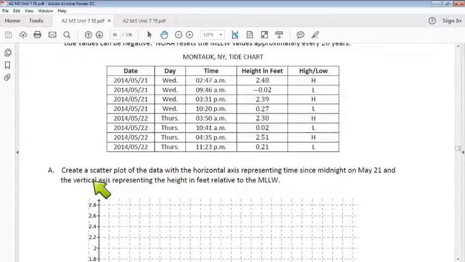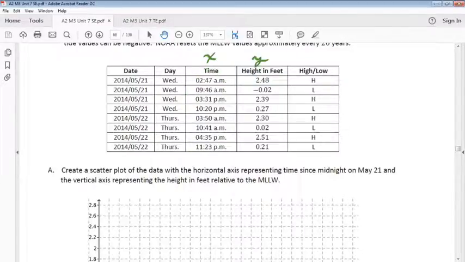Let's talk about the vertical axis. The vertical axis is representing the height in feet. So this is what's happening, people. We're taking this data and we're going to graph it. We want to represent it as a graph, and so we're going to make these the x's and these the y's. But let me tell you to do something right now that would make this super easier. We're going to make all of these into military time.